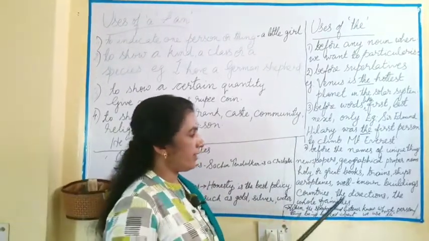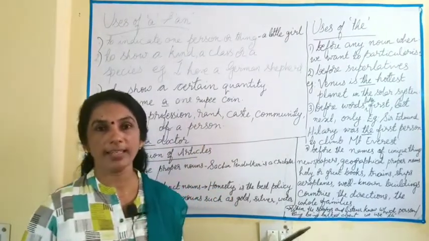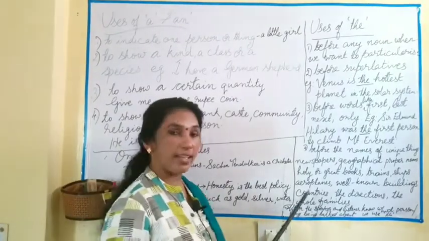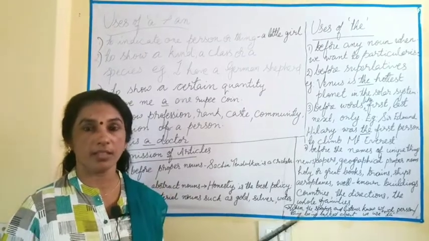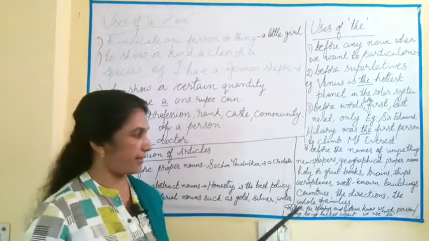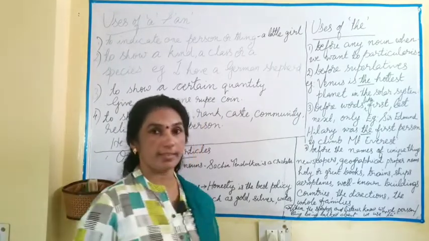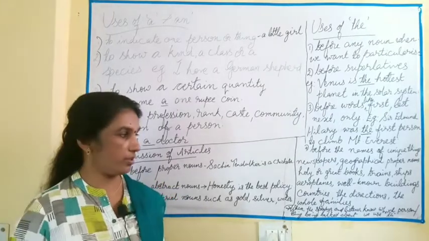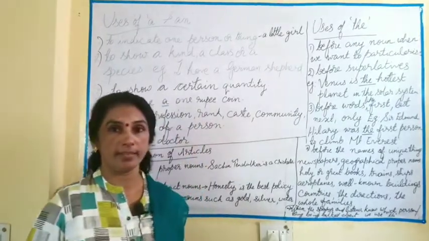We use "the" before the names of well-known buildings. For example, the Taj Mahal. We use "the" before the names of countries. For example, the United Kingdom, the USA, etc. We use "the" before the directions. For example, the west, the north, the south. And before the whole families.